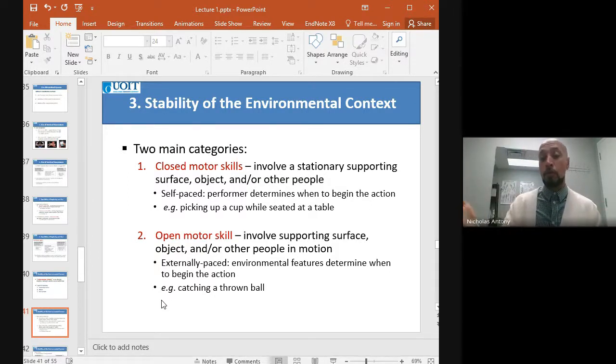Whereas if it's a closed motor skill, it's self-paced. You get to choose when to perform that skill. Like if I want to pick up this cup, nothing's moving right now in the environment. The supporting surfaces, the objects, and people in my environment are not moving. So I get to choose when I pick up the cup. Whereas if someone was sliding it to me, now some things are in motion. I have to time my movements with the environment.